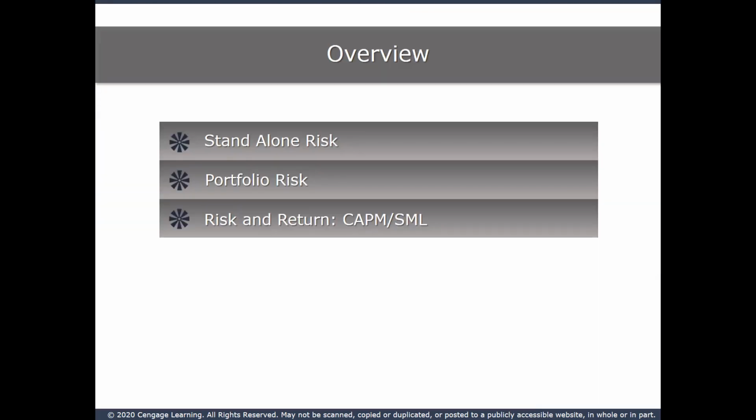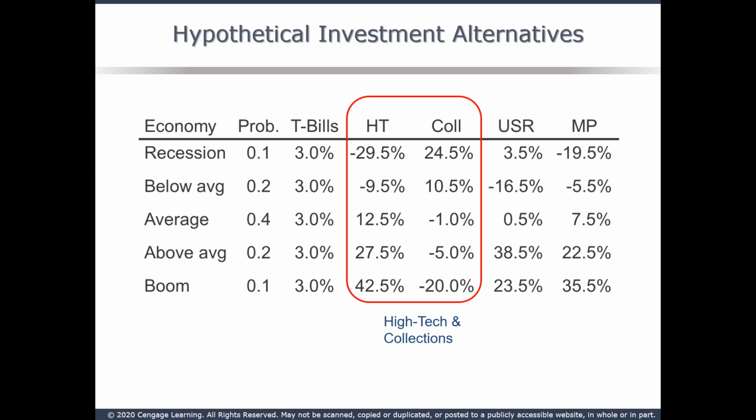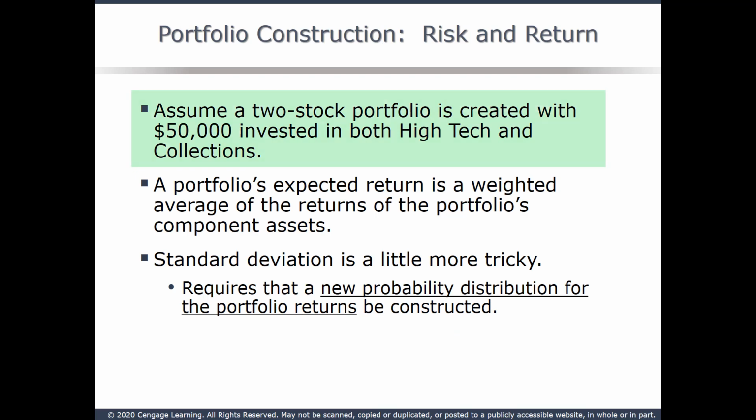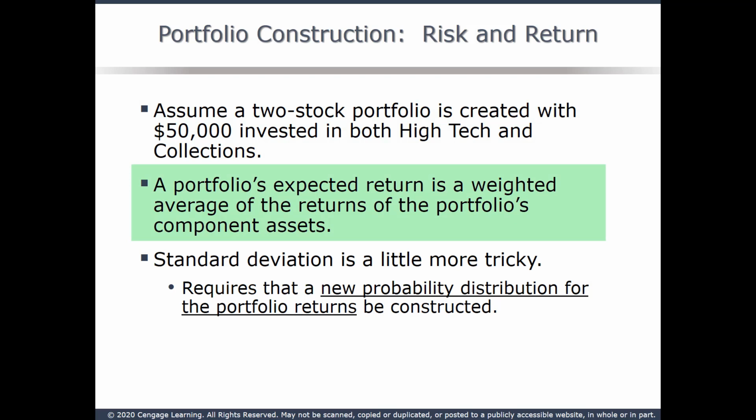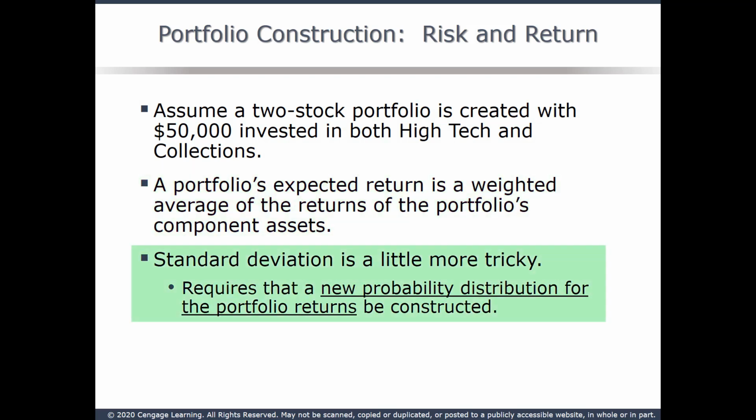In Part B of Chapter 8, we move on to how risk and return are measured for portfolios and the capital asset pricing model. Let's continue with our example using high-tech and collections. Let's consider investing $50,000 in each of high-tech and collections. Finding the expected return of this portfolio is a straightforward weighted average. Portfolio standard deviation is not a weighted average.